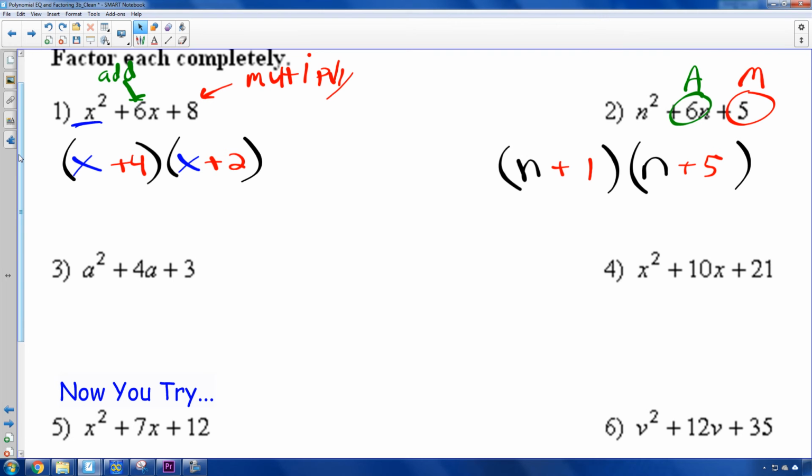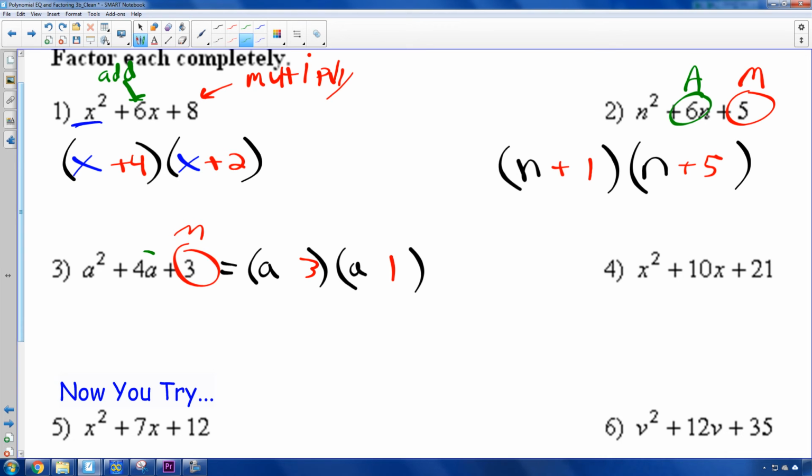3 times 1. So we know that our answer is always going to look like this. These are actually equal. Why are they equal? Well, I'll show you. But we know that a times a is a squared, and we know that if we want it to multiply to 3, it needs to be 3 and 1. And hopefully, those two things will add to 4, and they do. So we're good to go.